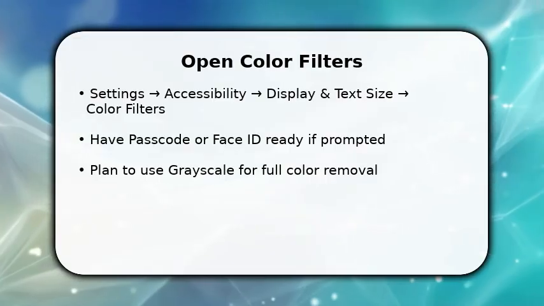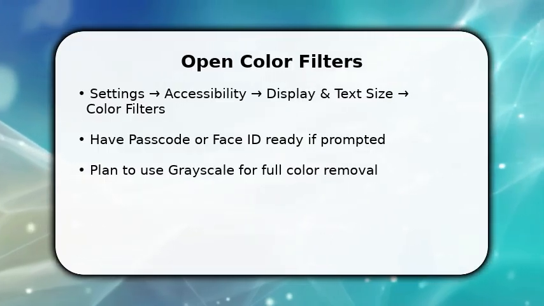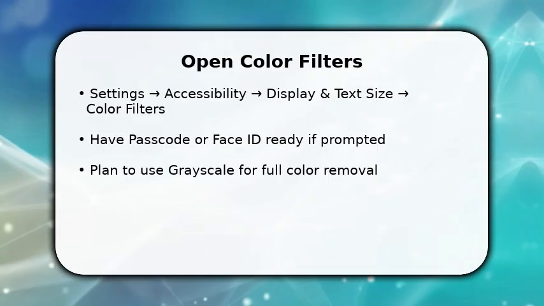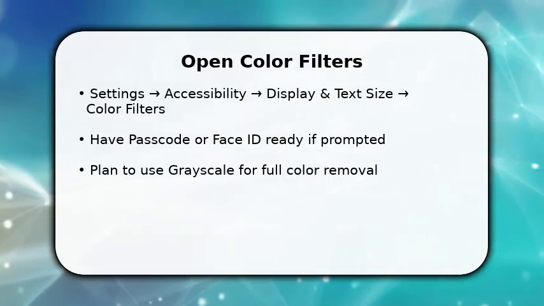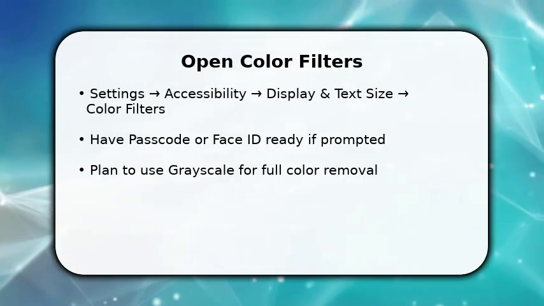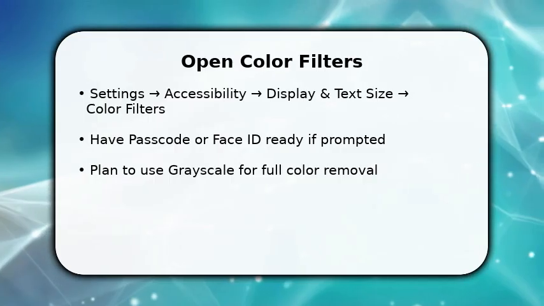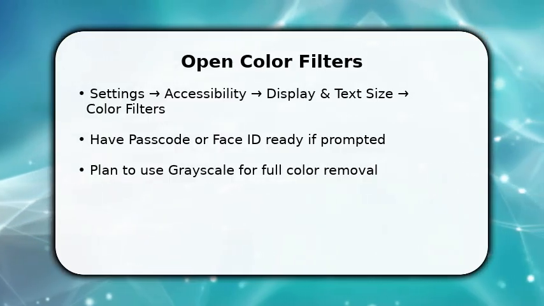You start in Settings to remove color fast. Open Settings, tap Accessibility, then Display and Text Size, and select Color Filters. This is where iOS controls color output. Once there, flip the color filters toggle on to see an immediate change. You do this because it alters the display pipeline, not individual apps, so color is removed system-wide.